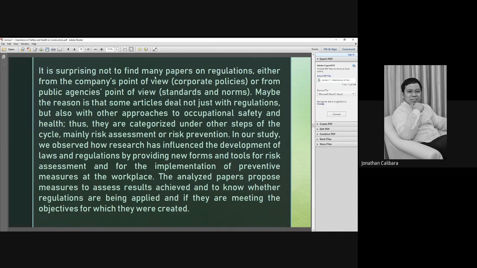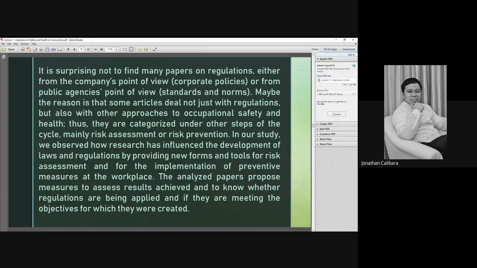It is surprising not to find many papers on regulations. So, the word regulations, how they are being implemented. We are going to check this in the Philippines, either from the company's point of view or from the public agency's point of view. Public meaning DOLE. The company's point of view is the company itself, so the contractors and private companies, how they implement the protocols.